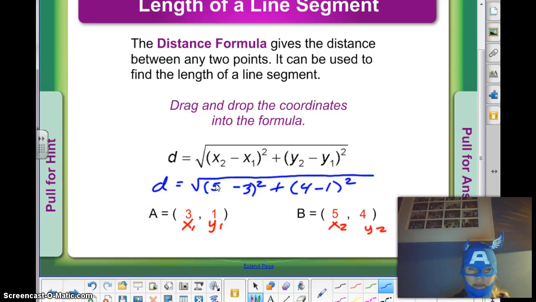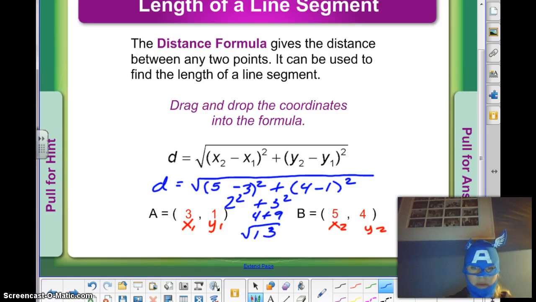So then let's start doing some math. 5 minus 3 is 2, so that's going to be 2 squared, plus 4 minus 1 is going to be 3 squared, so that's going to give me 4 plus 9. So this is the square root, so we're going to have the square root of 13.